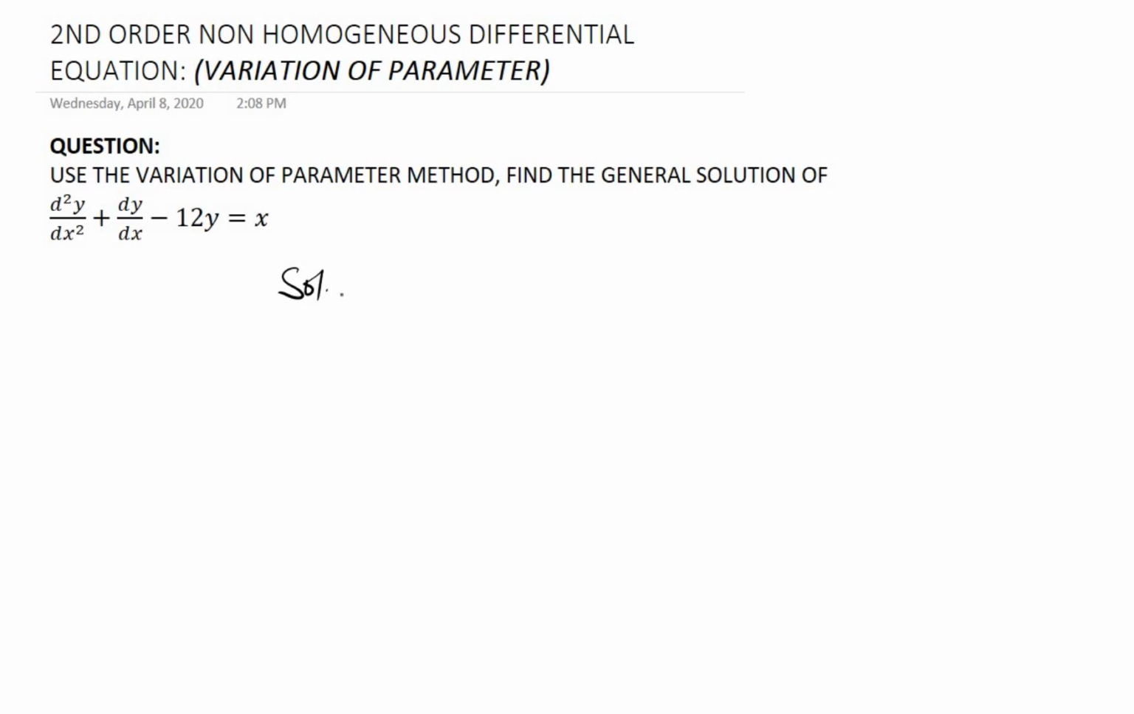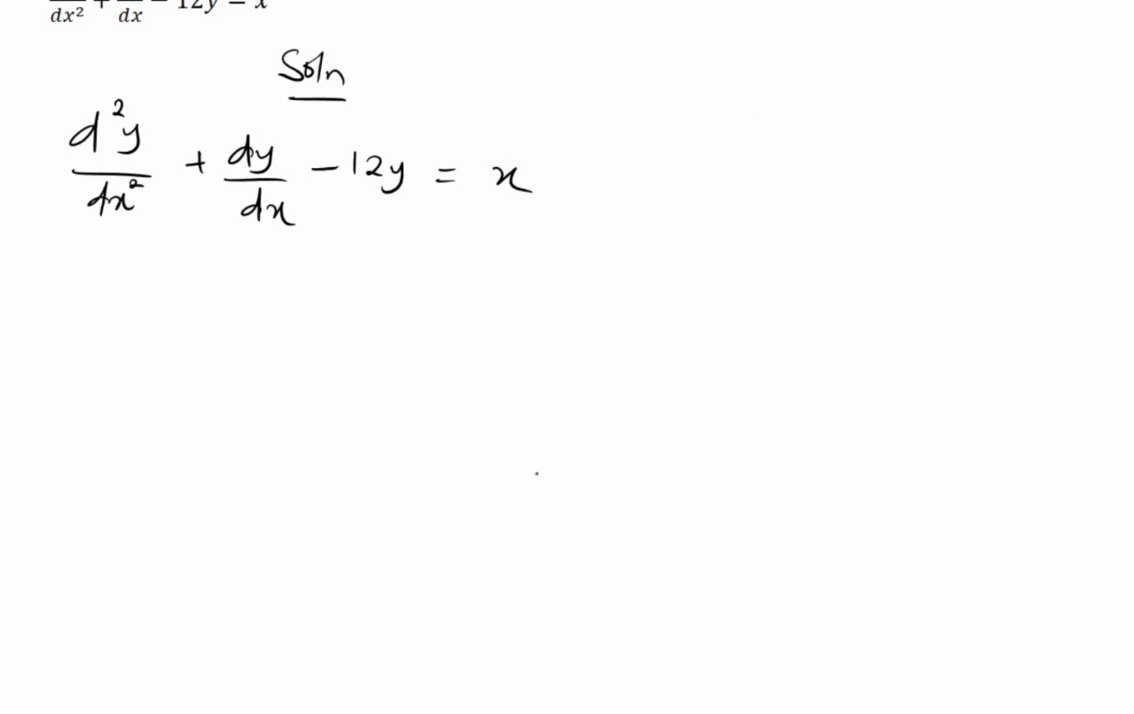Okay, solution. This is the question. The right side is not equal to 0, which shows that it's non-homogeneous. The first thing we're going to do is to bring out the auxiliary equation. That's m squared plus m minus 12 is equal to 0. Same as a quadratic equation. We are going to solve it to get the roots of the auxiliary equation. Here we can use the factorization method.